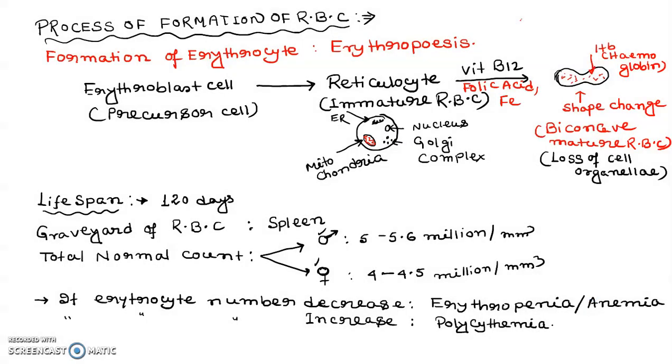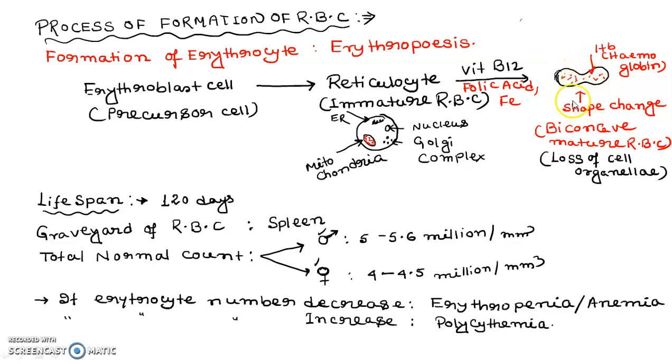Now come to the process of formation of RBC. How does RBC form? Formation of RBC is known as erythropoiesis. First are the erythroblast cells, the precursor cells. They form the reticulocyte. Reticulocyte is an immature RBC. It contains a nucleus, Golgi complex, and mitochondria. In the presence of vitamin B12, folic acid, and iron, it is converted into mature RBC.